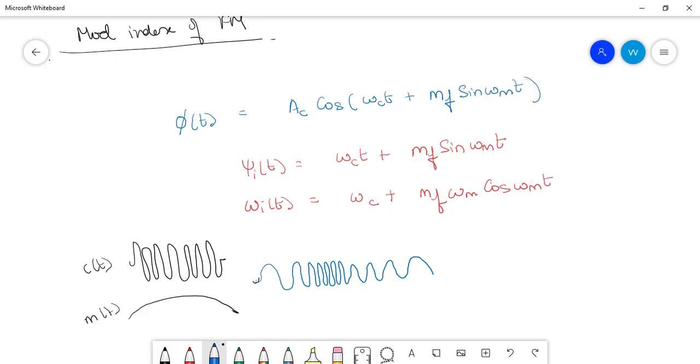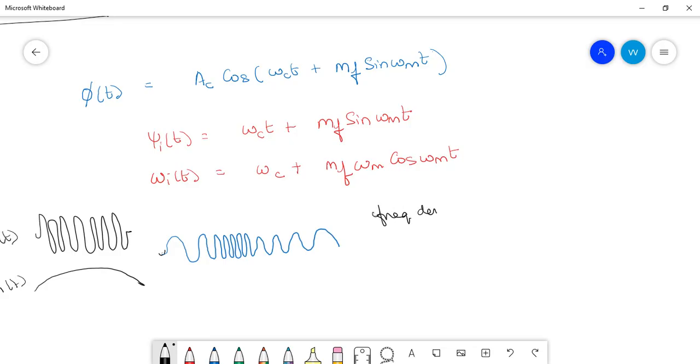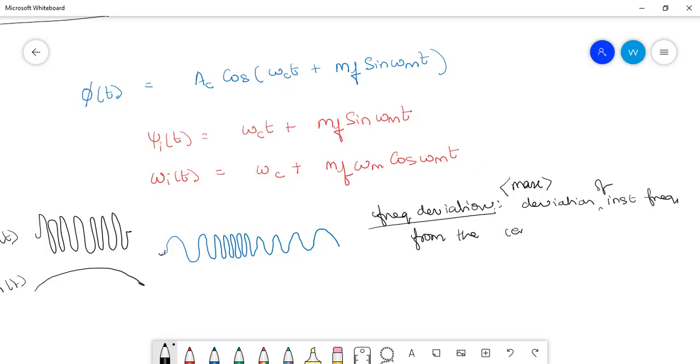Okay, so here comes the concept of frequency deviation. Frequency deviation is, as the name suggests, the deviation of instantaneous frequency. The maximum deviation of instantaneous frequency from the center value or the center frequency.